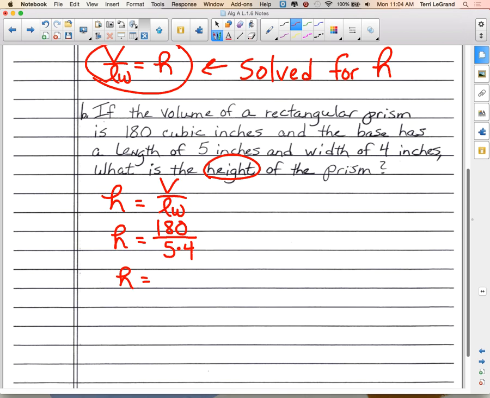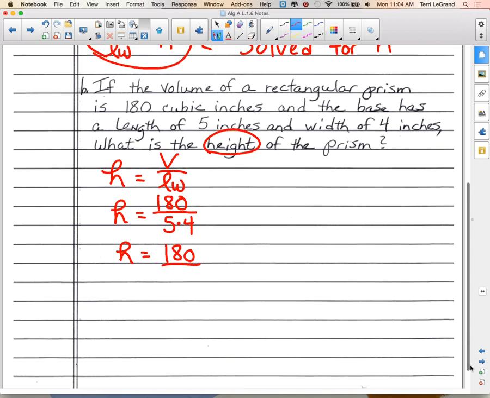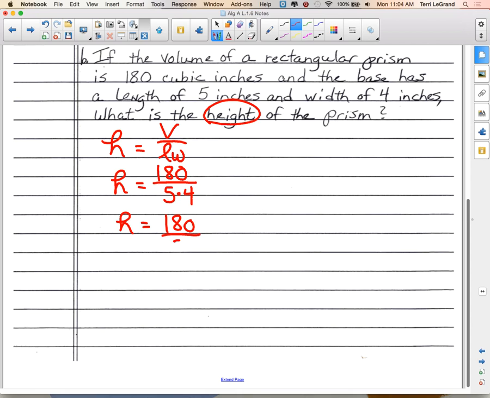Now we're going to do some simplifying before we actually divide. 180 is going to stay 180 for right now. 5 times 4 is what? 20. I don't think we need our calculators this time. I bet we can do this without them. What happens when you divide something that ends in a 0 by something else that ends in a 0? Those cancel out, don't they? What's 18 divided by 2? 9. So the height of this prism is 9.